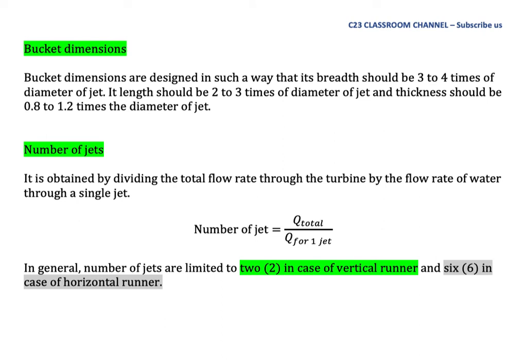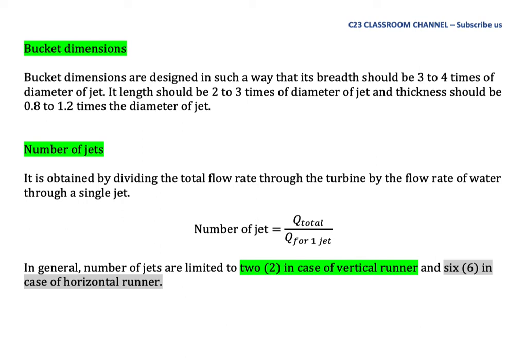Bucket dimensions. Bucket dimensions are designed in such a way that its breadth should be 3 to 4 times the diameter of the jet. Its length should be 2 to 3 times the diameter of the jet, and thickness should be 0.8 to 1.2 times the diameter of the jet.